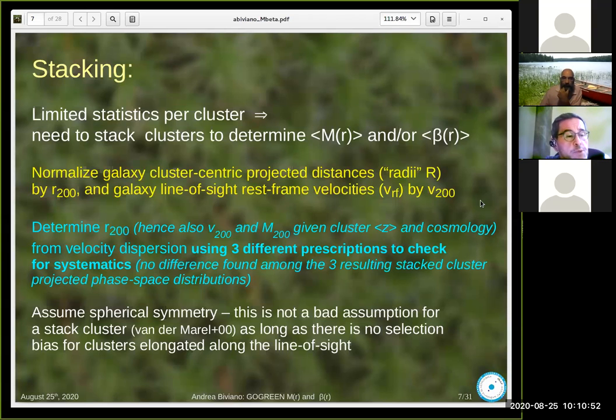And then, of course, we assume spherical symmetry. This is not in general a good assumption for an individual cluster. But van der Marel has shown 20 years ago that this is actually a good assumption when you stack clusters together, because you don't have a favored orientation in general. Although you might hit trouble if your clusters are, for instance, selected with the main axis along the line of sight, which could be the case in some cluster identification surveys. We assume this is not the case here.